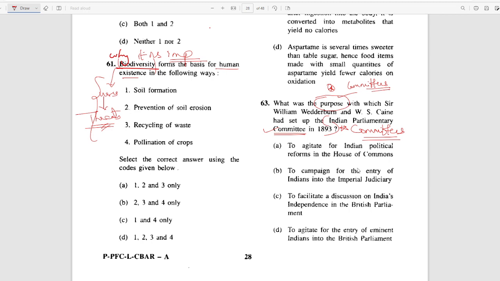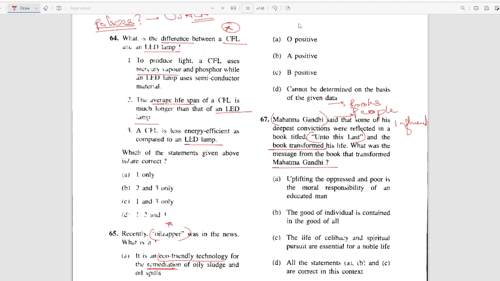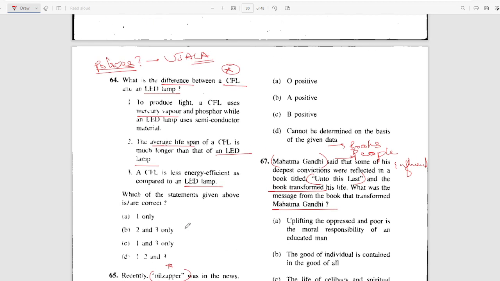We'll move to the next question. The 64th question, what is the difference between CFL and an LED? Again, they have asked about the difference between two close technologies which can act as alternatives. I mean, you can use CFL or you can use LED. So if you find such kind of technologies, read about that, read the difference between them.